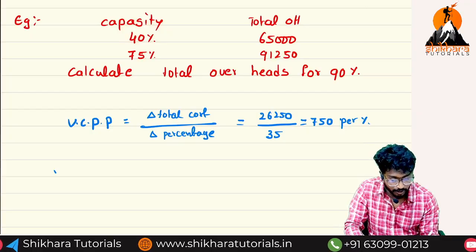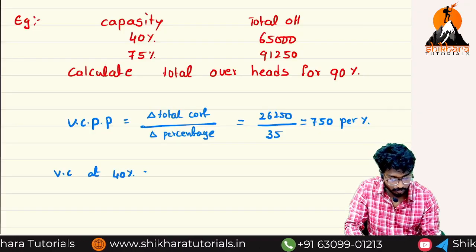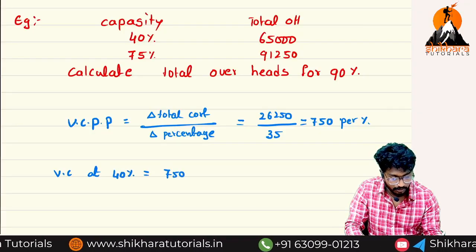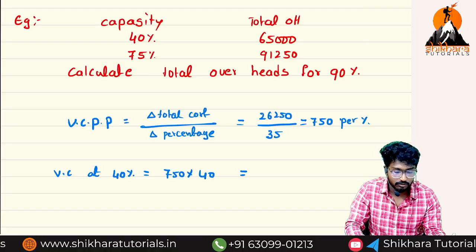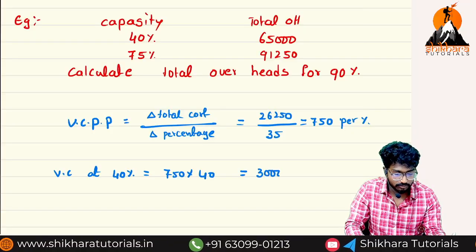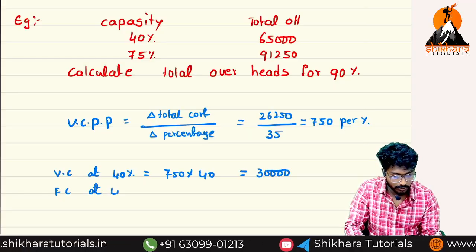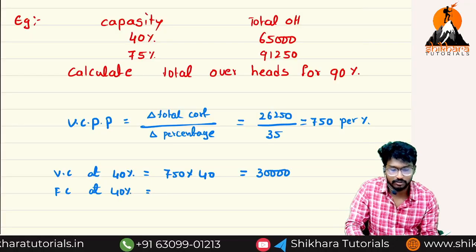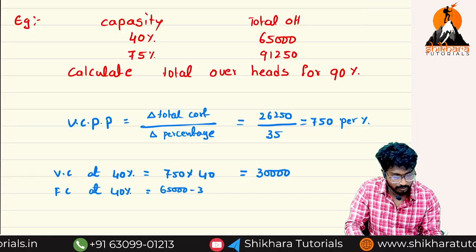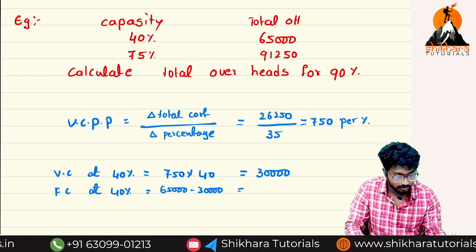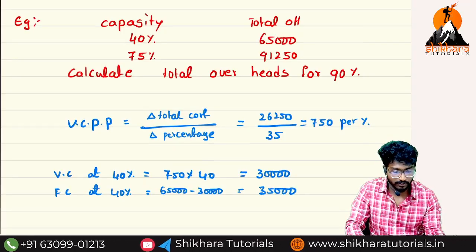40%. Variable cost at 40% is equal to 750 into 40. That comes to how much, Nana? 30,000. Now, fixed cost at 40% is equal to how much? 65,000 minus 30,000, 35,000. Am I right?